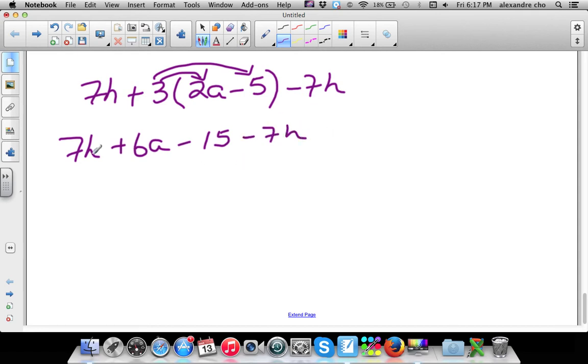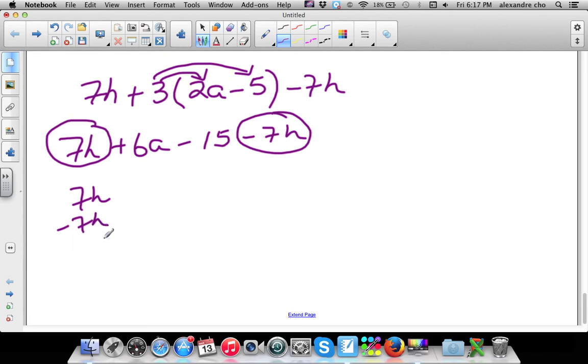Are there any like terms? Yes, there is. We have a 7h over here, and we have a minus 7h. So 7h minus 7h is going to give you 0. They cancel each other out, and you're left over with these two middle terms, 6a minus 15.